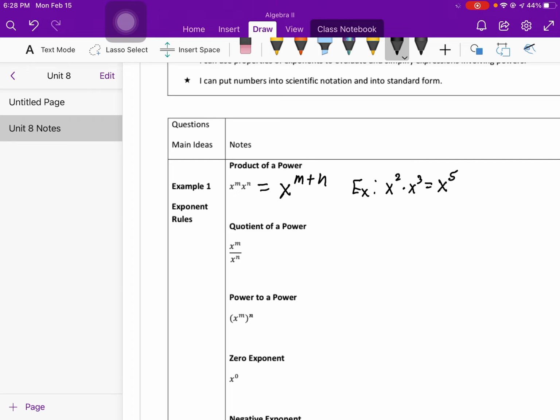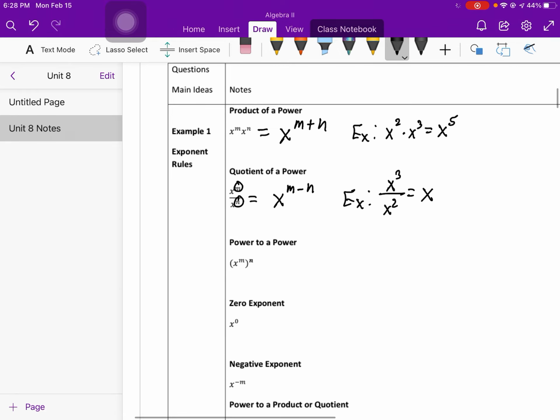The quotient of a power is the opposite. When we divide with the same base, we subtract the exponents. Whatever is on top, which in this case is m, comes first, and then minus whatever is on the bottom. So an example of this, let's do the same terms, but we're going to switch it. So x cubed divided by x squared, 3 minus 2 is just x to the first, or x by itself.